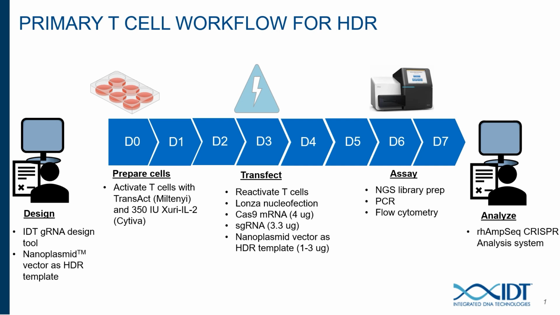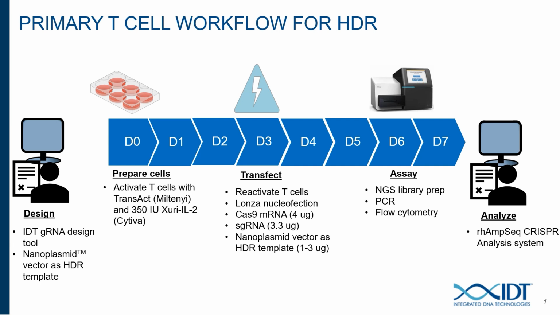And so this is the full workflow that I spent 3 years optimizing, so you don't have to. We perfected specifically this workflow for large insert HDR. The IDT guide RNA design tool can help identify guide RNA in your target region, and the nanoplasmid team at Aldevron can help design a DNA template with your desired insert. So when T cells are thawed, we use a specific activator and IL-2 at a high dose. The cells are incubated for 2 days and then transfected with CRISPR reagents. What we've always seen the best results with is Cas9 mRNA, single guide RNA, and a nanoplasmid HDR template.